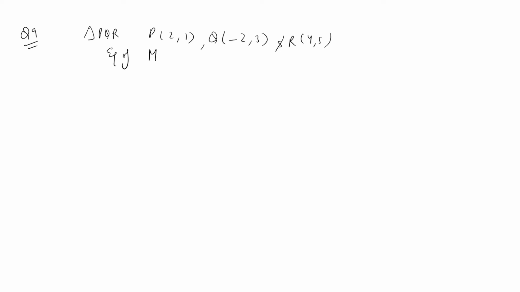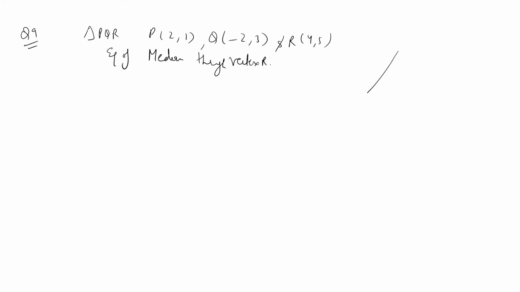So question number 9 says here, the triangle PQR is having vertices 2, 1, minus 2, 3 and 4. You have to find the equation of the median through the vertex.